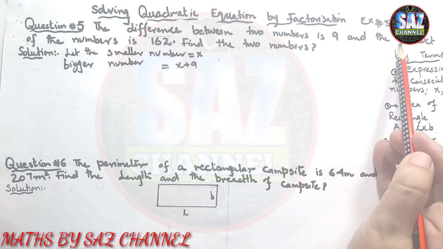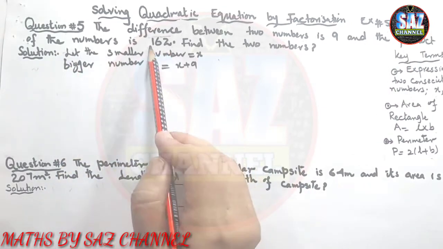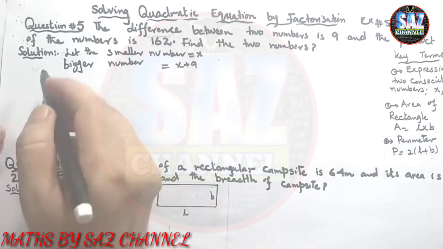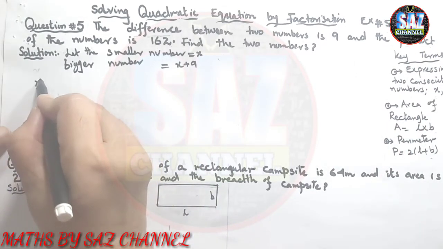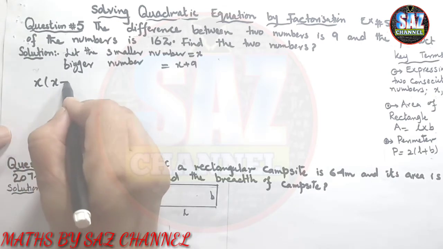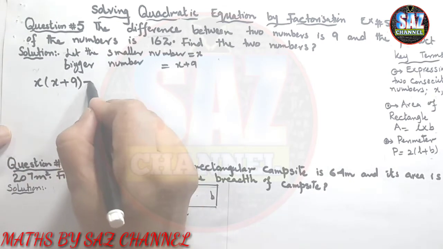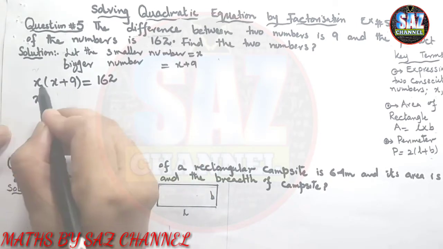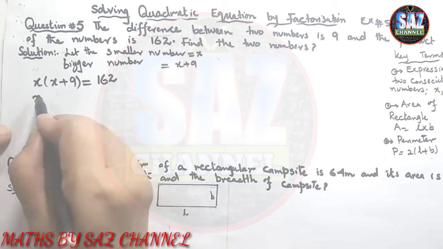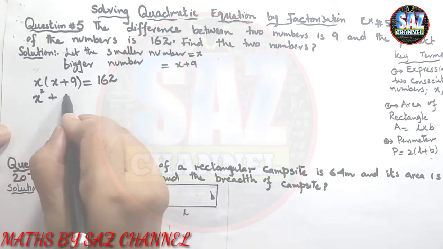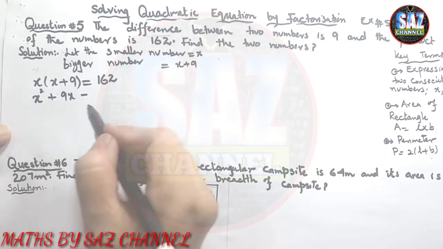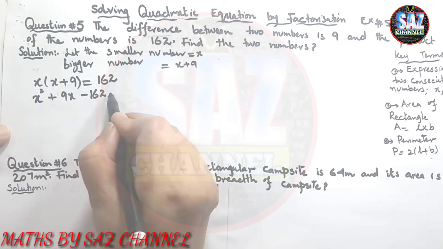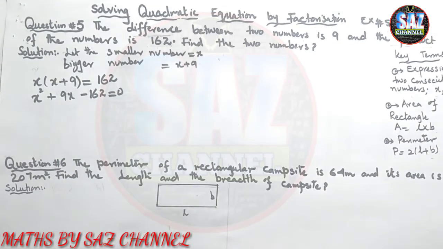Then the second part is the product of the numbers is 162. Product means that we have to multiply these two numbers. So according to the condition, I have to write x into x plus 9 equals 162. Now I have to multiply this x which is outside the bracket with every term inside the bracket. It will become x square plus 9x equals 162, or it's better to bring 162 to the other side and make it a standard quadratic equation.